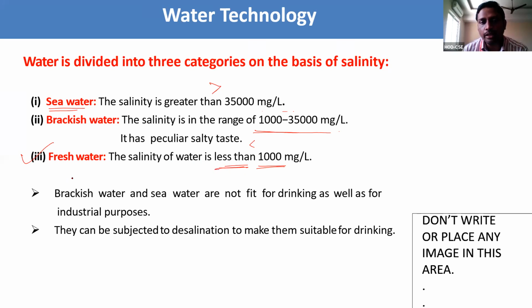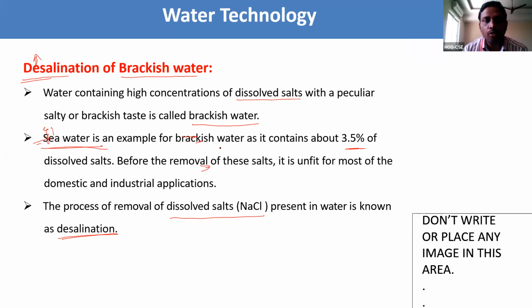So that is the reason. Brackish water and seawater are not fit for drinking, as well as for industrial purposes. Salinity is the reason they are not useful for drinking, and so they are subjected to desalination. Desalination of brackish water is the topic here.